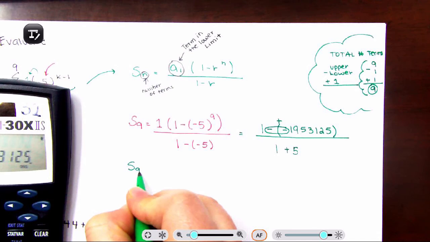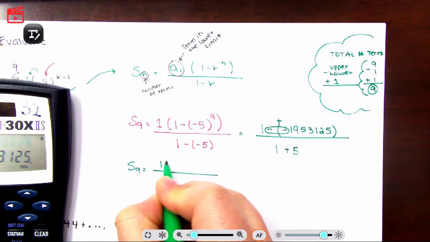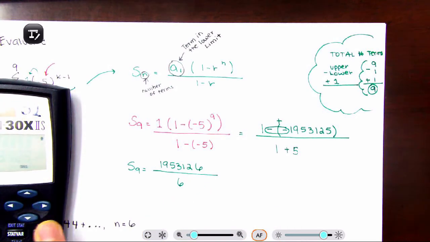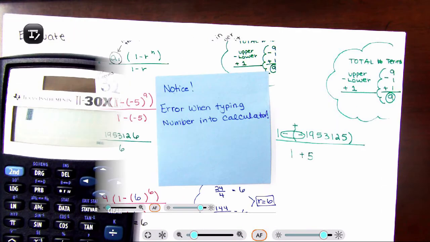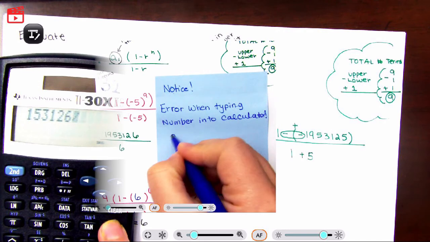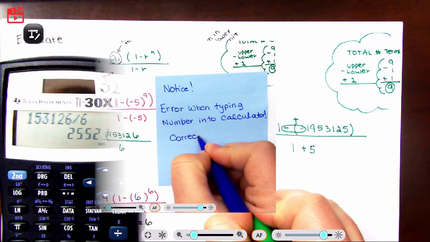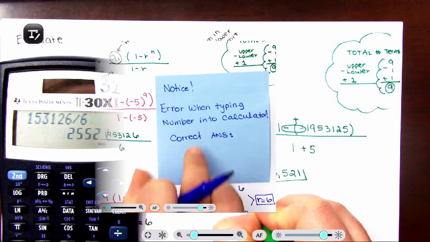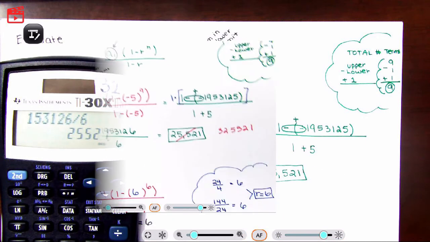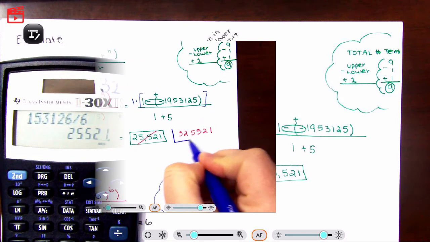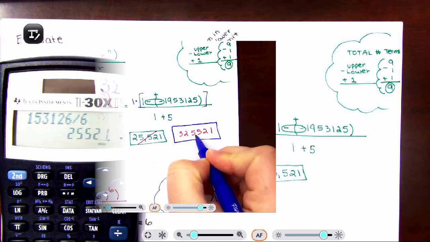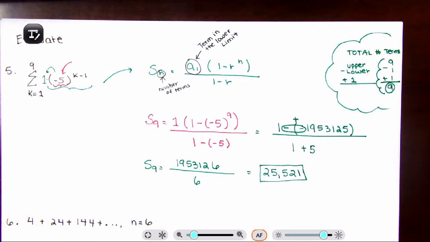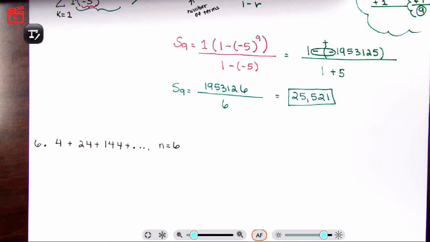So what I have is S sub 9 is equal to 1953126 divided by 6. That I will need to use my calculator for. 1953126 divided by 6, and that gives me 325,521. So when I add up from the first position to the 9th position, all of those numbers, I'm going to have 325,521. Again, there are no units on this. These are just integers. All right, let's move on to number 6.